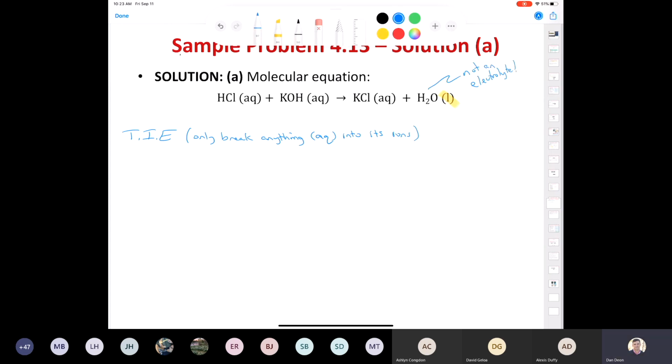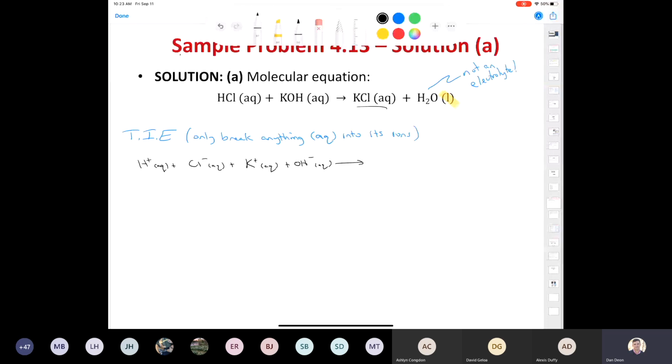Okay, water is not an electrolyte, so we're not going to break water up into its ions. Now, let us proceed with our total ionic equation. From HCl, we're going to get one hydrogen ion, or one proton, plus one chloride anion. From our potassium hydroxide now, we're going to get a potassium cation, aqueous, plus a hydroxide anion, aqueous, which produces potassium chloride. That's an aqueous salt.